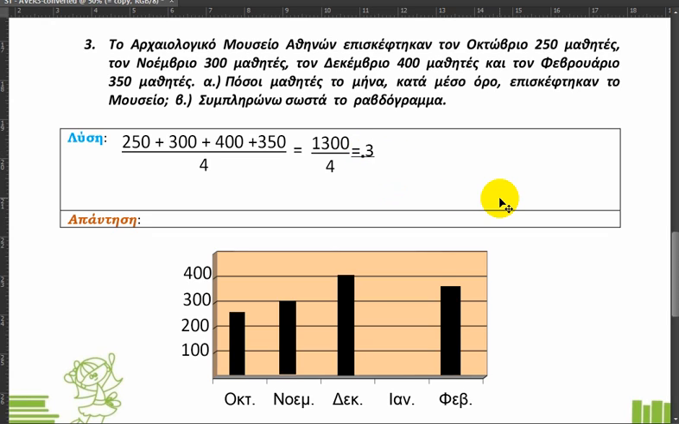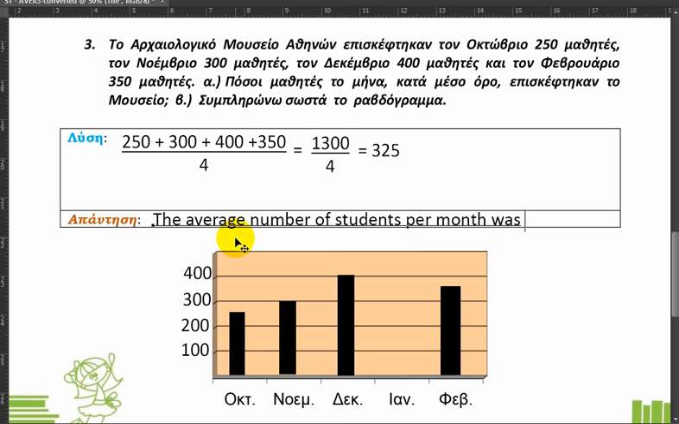Gives me 3, 5. All right. So 325 is my final answer. That was, I want to be completely correct, the average number. The average number of students per month was 325. And that's all there is to it.